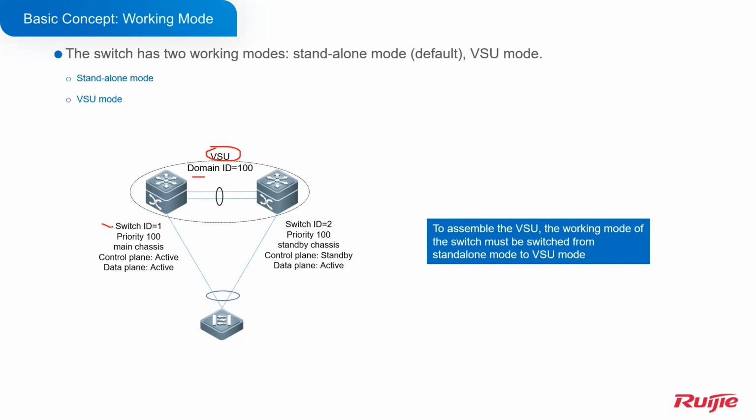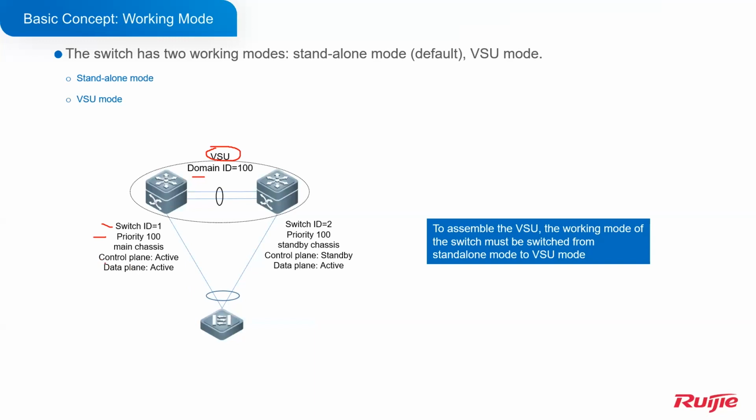How do we select who will be master and who will be slave device? If there are more than two switches, the rest of the switches will be candidates. And who will be the candidate? We will select according to the priority. So finally, the master will have the main chassis, and the second one will become standby.